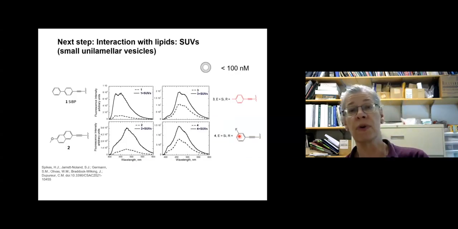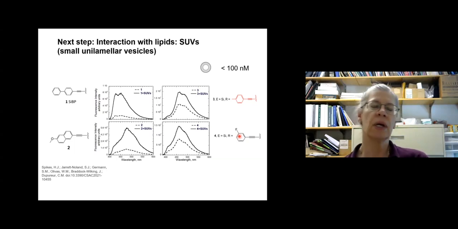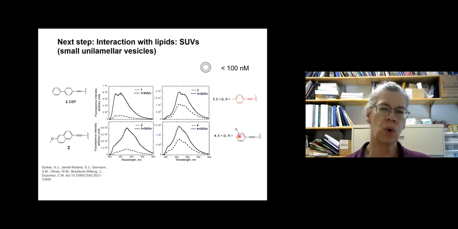To take it one step further, we made SUVs, small unilamellar vesicles. The reason these are handy is that we can make measurements in a conventional fluorimeter because they're small enough not to generate scatter in solution. In all four cases, we see an emission enhancement as a result of adding the SUV. Some are higher than others, of course. The biphenyl has a much higher enhancement than some of the others, but there is definitely an interaction with the membrane. So that's a good sign.